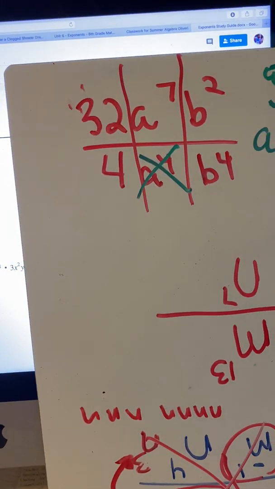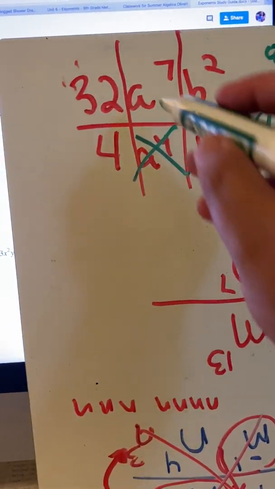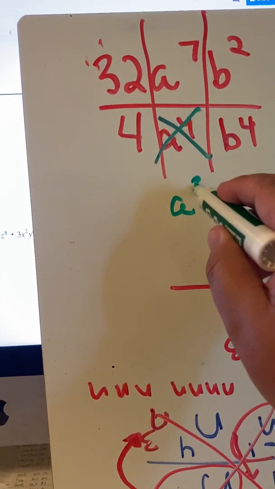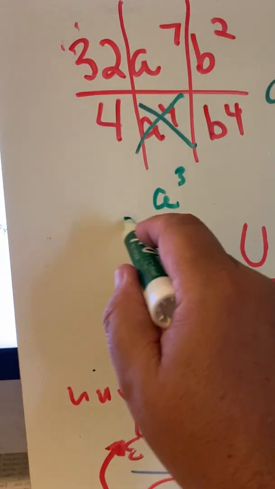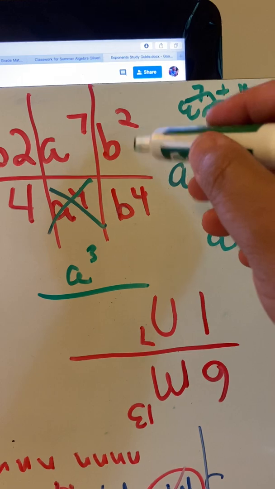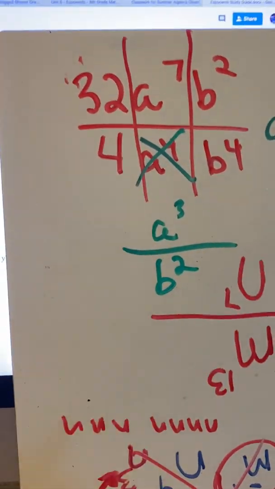So in this problem right here, we've got a to the 7th over a to the 4th. It reduces to a to the 3rd on the top. Why on the top? Because there were more a's on the top, so they stay on the top. Now the b's, there are more b's on the bottom. How many more? B to the second, 2 of them.